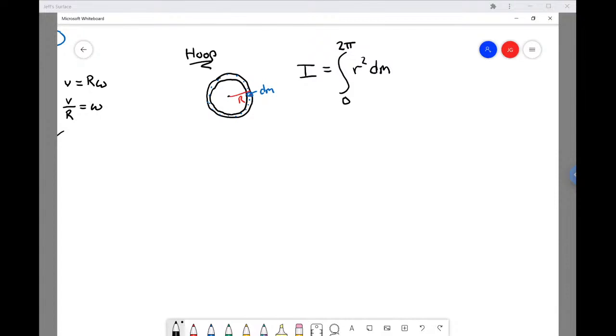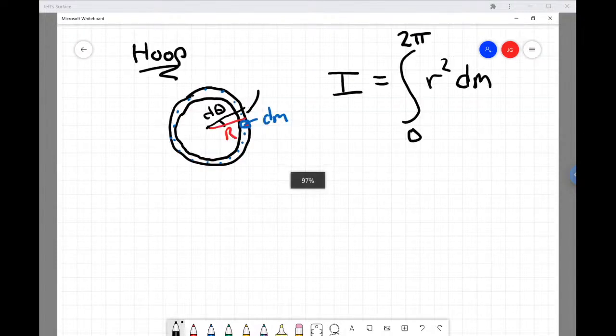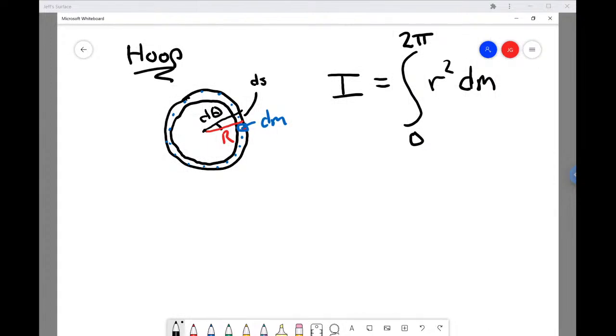So we've got to do a change of variables here, and the way to do this is to recognize that there's a connection between a little tiny angular displacement, d theta, zoom in here a little bit, and a little tiny arc length, ds. So this little tiny arc length right here is equal to this little tiny angle d theta times r. So we have r d theta equals ds.